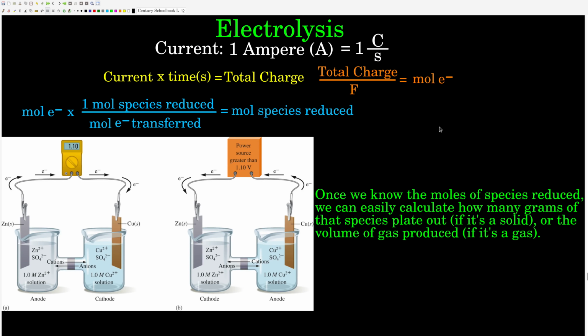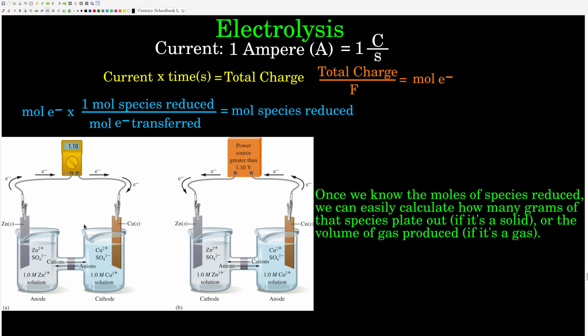All right, so now the last topic in this module is electrolysis. So in electrolysis, basically we hook up an external power supply and force a galvanic cell to run, well, it's not galvanic anymore, the electrochemical cell to run in the opposite direction than it would spontaneously.